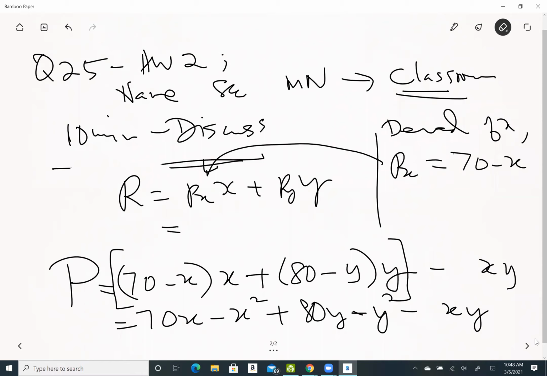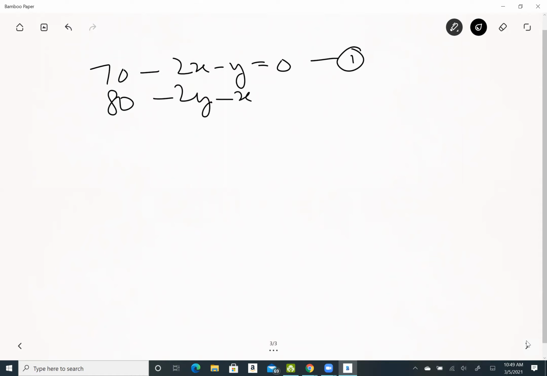Okay, you got the critical point already? Yes. Okay, good. So you find the critical point, get the partial derivative. So I just write down the functions. You got 70 minus 2x minus y equals 0. Call it number 1. Then the other one, the Py, I got 80 minus 2y minus x equal to 0.